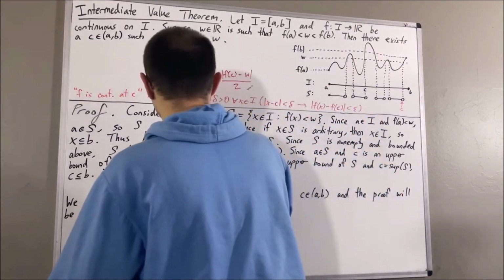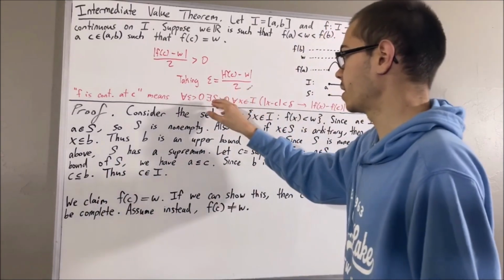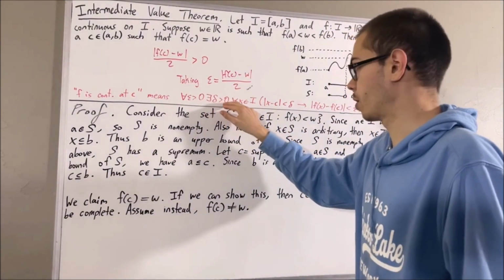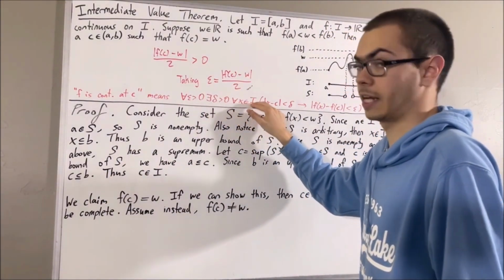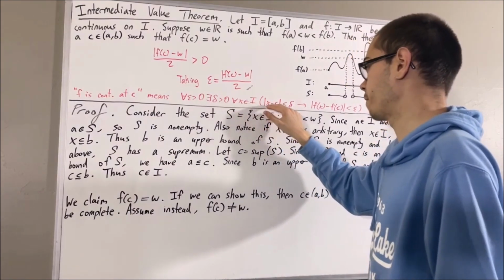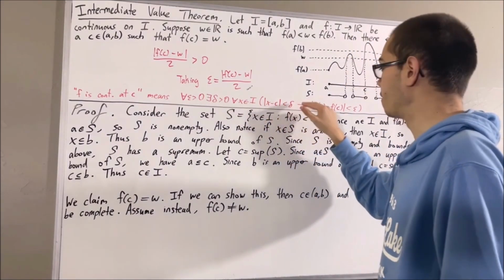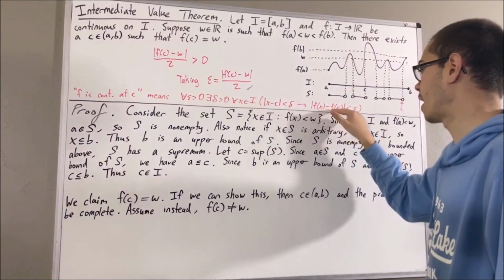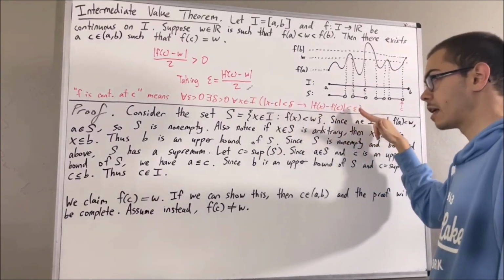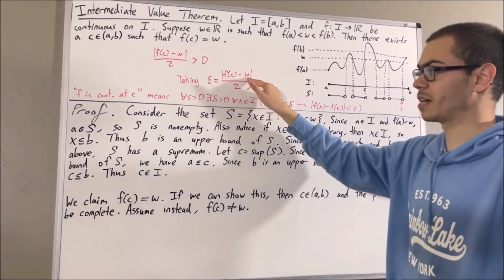If we do that, well then, what we get from this is that there is a delta greater than 0 such that for all x in I, if the absolute value of x minus C is less than delta, then the absolute value of f of x minus f of C is less than absolute value of f of C minus W over 2.